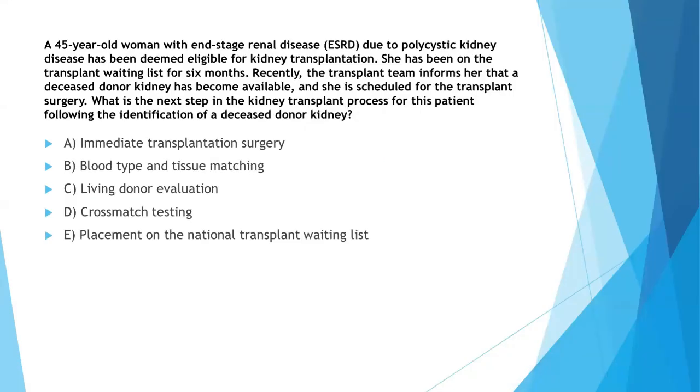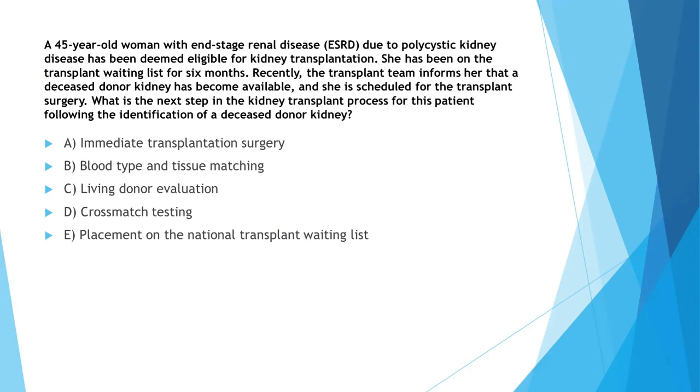So what is the next step in the kidney transplant process for these patients following the identification of a deceased donor kidney? A 45-year-old woman with end-stage renal disease due to polycystic kidney disease has been deemed eligible for kidney transplantation. She has been on the transplant waiting list for 6 months. Recently, the transplant team informs her that a deceased donor kidney has become available and she is scheduled for the transplant surgery. What is the next step after you find the kidney?